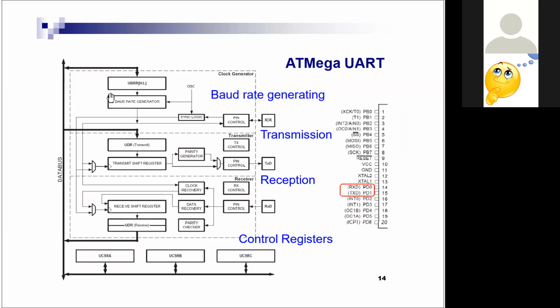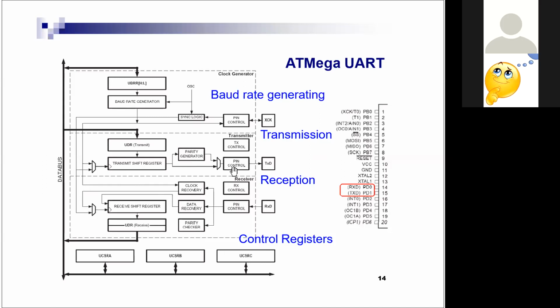So the baud rate generation will be there, and the next one is the transmitting part. In transmitting, you have seen a parity generator, which detects the number of ones. Then there is reception: while I'm receiving my data, data recovery happens automatically, and I have to check my parity whenever I receive the signal. Then the control registers. So for any transmission of bits, these are the four important parts inside.